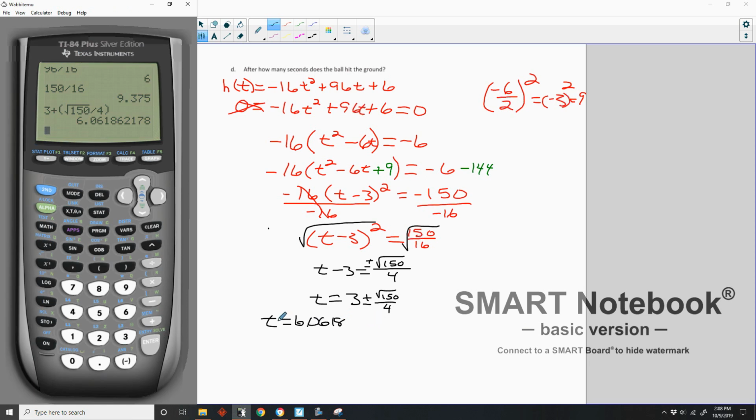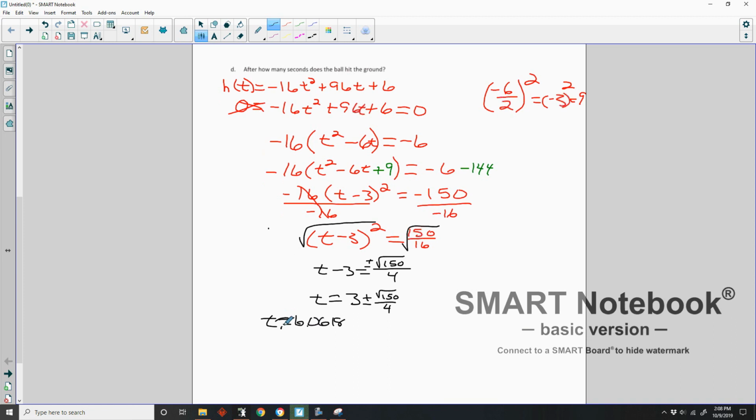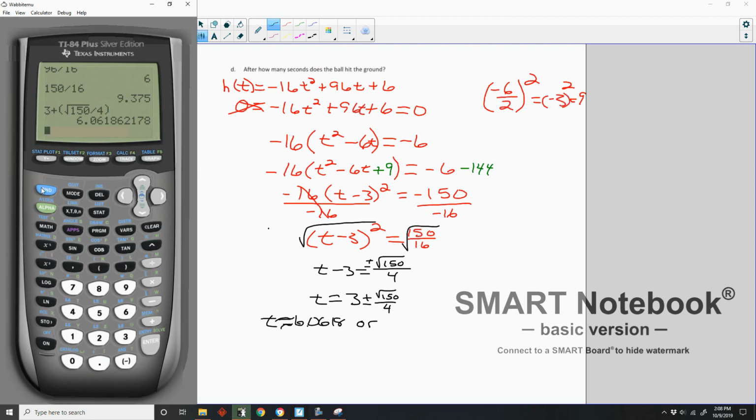And it shouldn't be equals. I want approximately because we rounded. And then it would be or, and then we want to do the negative. So I'll just hit second enter to save time and move back and change that to 3 minus and hit enter. And it's negative 0.618.